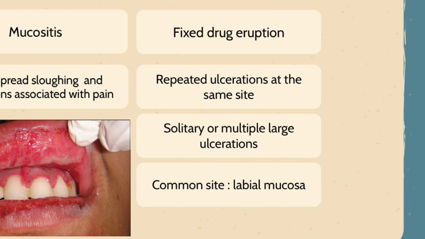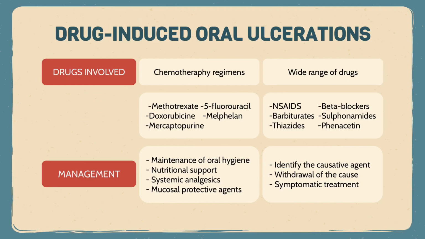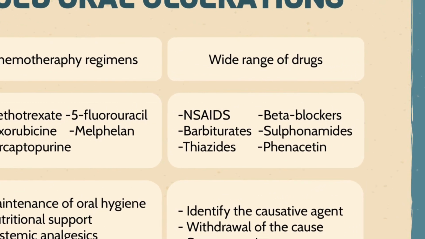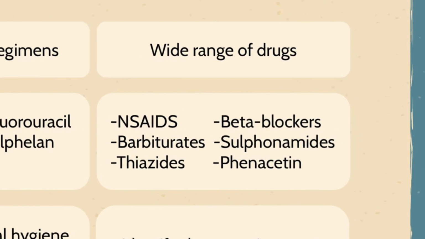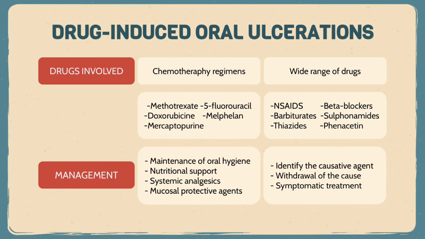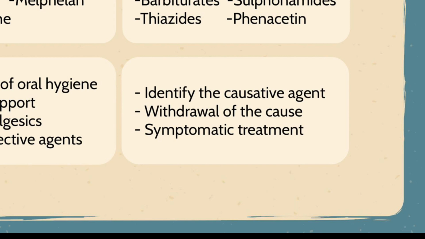The second type is fixed drug eruption, showing repeated development of treatment-resistant ulcer. We can see repeated ulceration at the same site, and solitary or multiple large ulcerations that are seen on every side of the oral mucosa. The common site is labial mucosa. The drugs involved are a wide range of drugs, for example, NSAIDs, beta blockers, barbiturate, sulfonamide, thiazide, and phenacetin. For the management, we can identify the causative agent, withdraw the cause, and give symptomatic treatment.